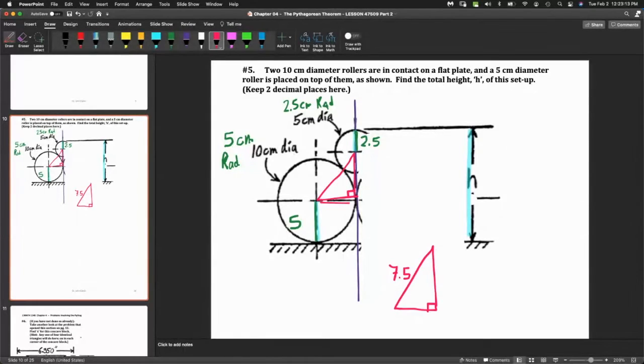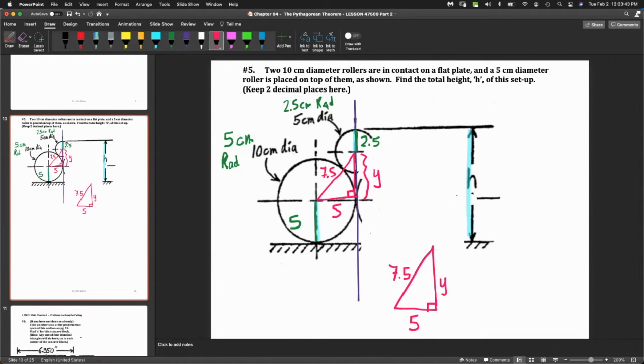How much is this? Very good. That's 5. So I'll just put that here. So that's 7.5. And then we have 5. Let's give it a name. I feel like calling it y. So I'm just going to call it y.